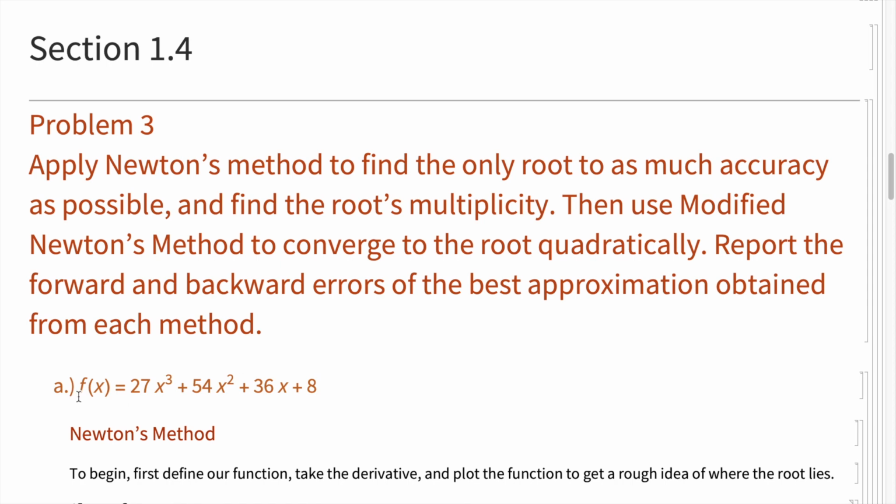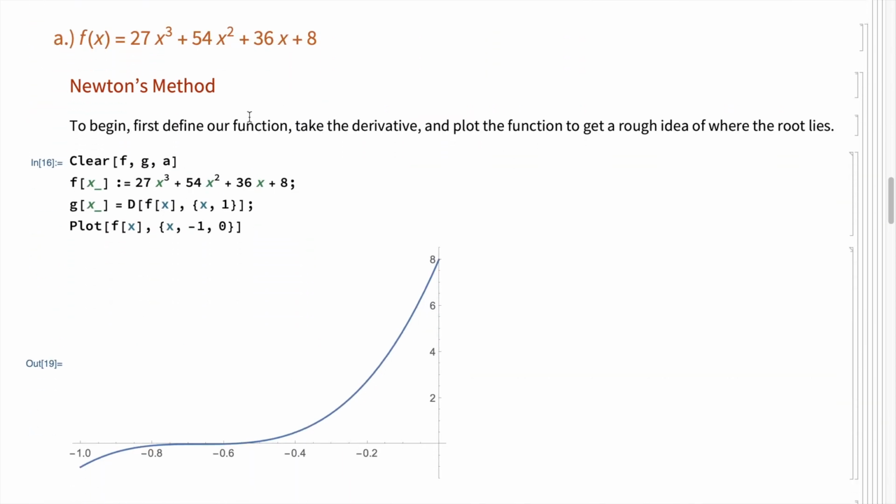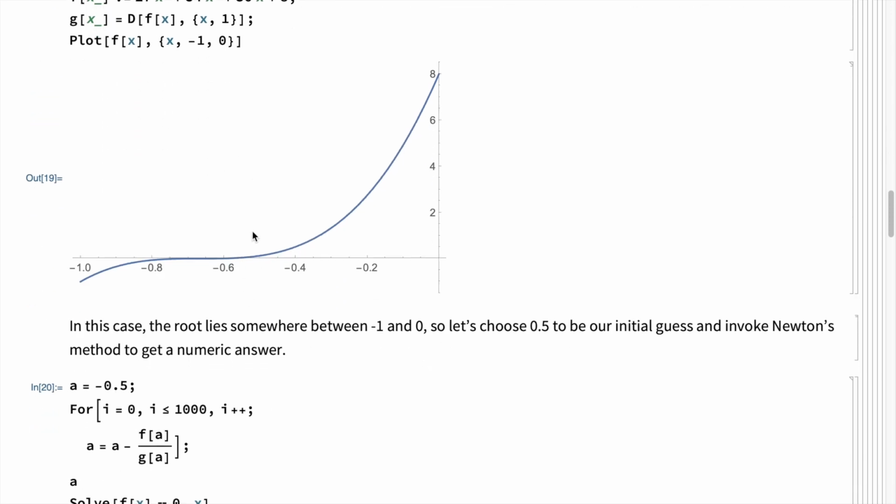Part A. Let f of x equal 27x cubed plus 54x squared plus 36x plus 8. Then invoke Newton's method. So to begin, define our function f of x, and then define our second function g of x as the first derivative of f with respect to x, and then plot f with respect to x to get a rough idea of where the root lies. In this case, it looks like the root is going to be somewhere between -1 and 0, and so let's choose the midpoint of -0.5 for our initial guess, and then invoke Newton's method to get a numeric answer.